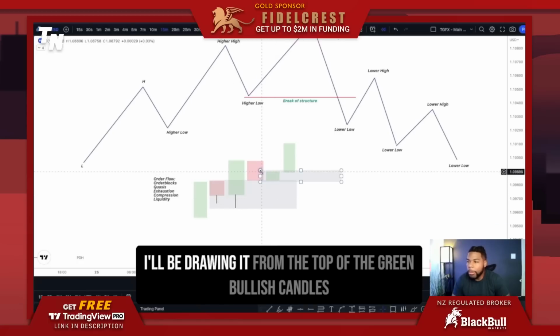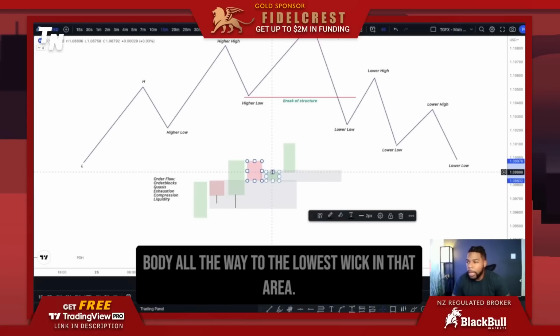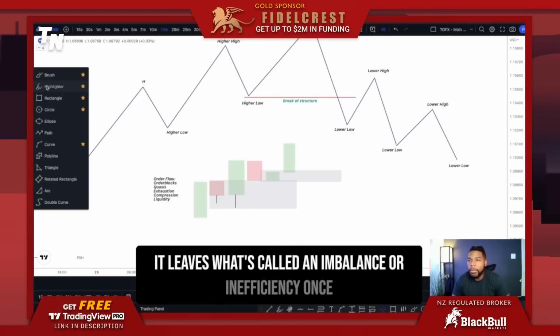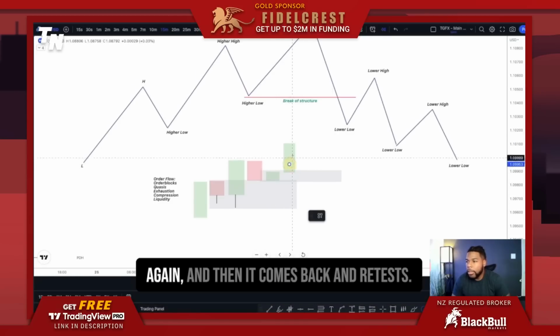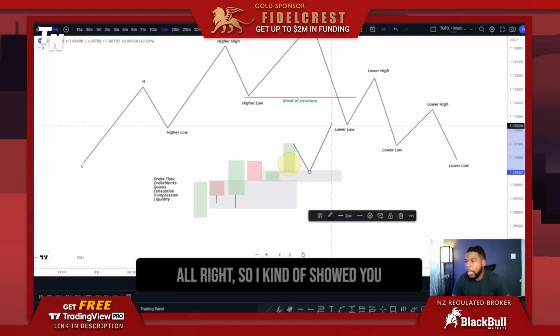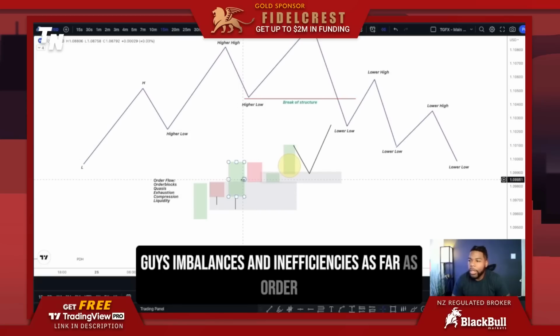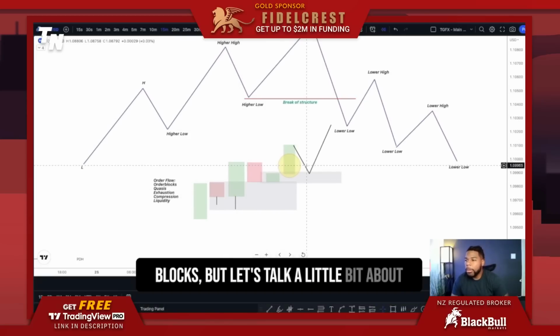Here, I'll be drawing it from the top of the green bullish candle's body all the way to the lowest wick in that area, all right? And then obviously we see that price expands, it leaves what's called an imbalance or inefficiency once again, and then it comes back and retests. All right, so I showed you guys imbalances and inefficiencies as far as order blocks, but let's talk a little bit about how you see them in actual price action.